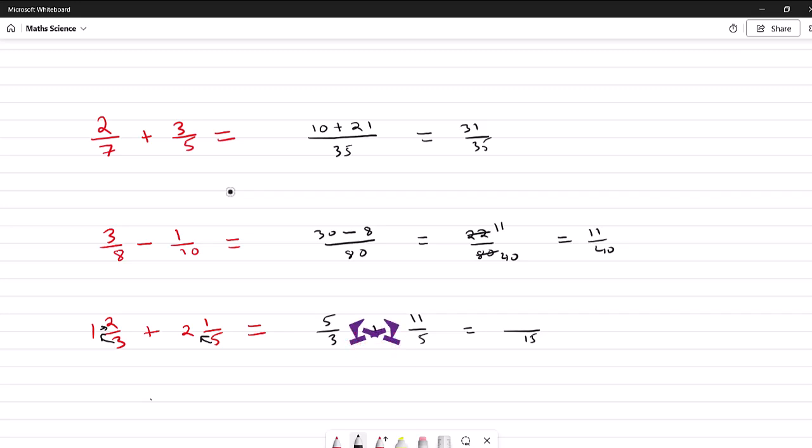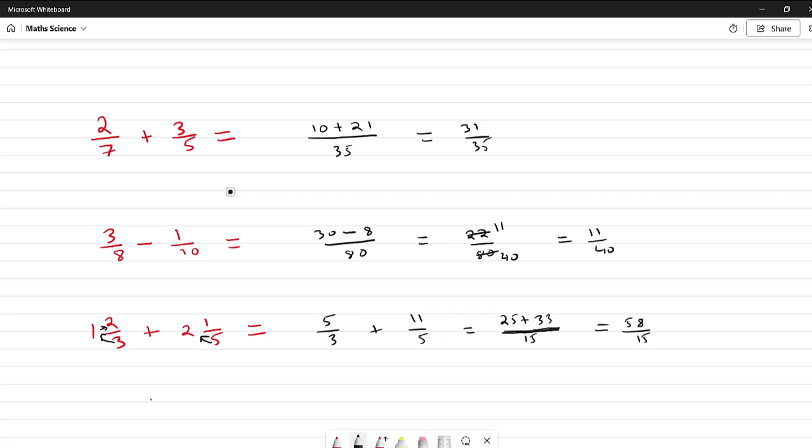So we multiply 5 with 5, so we get 25. We carry the symbol here, which is a plus symbol, and then 3 times 11 is 33. So this just becomes 25 plus 33 is what? 3 plus 5 is 8, and then 3 plus 2 is 5, so 58 divided by 15.